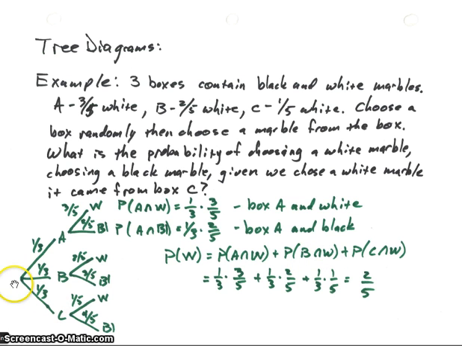B and white, we're going to do 1/3 and 2/5. I guess I mixed it up earlier. That's 2/5 and that's 3/5. So B and white is 1/3 and 2/5, and C and white is 1/3 and 1/5. Okay, so after we sum all those up, that'll give us a total of 2/5 for the probability of choosing a white marble.